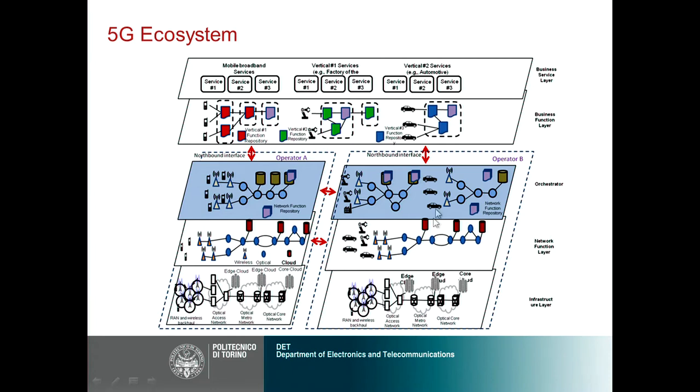Then we will have another layer called the orchestrator. The orchestrator is what will, as the name goes, orchestrate, like directing an orchestra. The orchestra, the players in this case, are the network functions. And the orchestrator will tell these network functions, okay, you move from here to there. We have an accident there, so move this network function there to control.